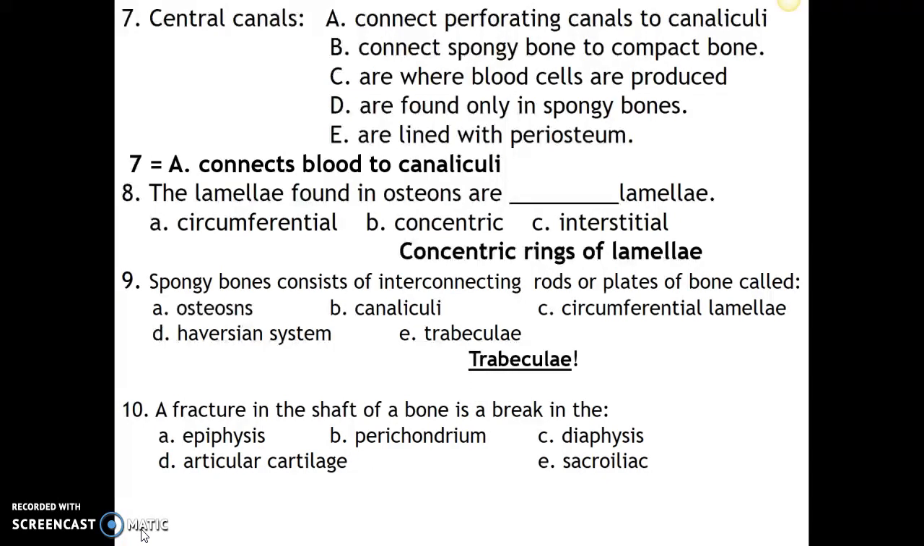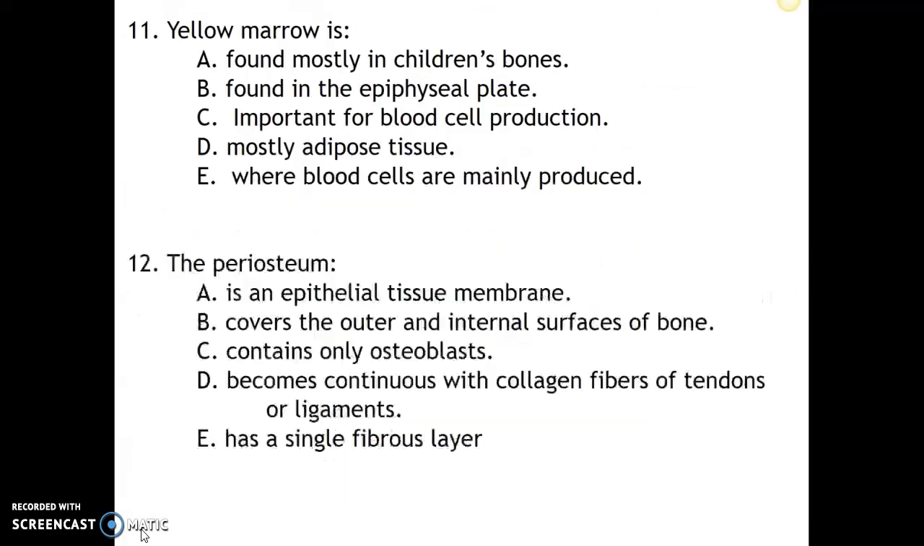Trabeculae. A fracture in the shaft of bone is a break in the, basically what's the name of the shaft of the bone? It's your diaphysis. And yellow marrow is mostly fat, adipose tissue. And the periosteum is that dense connective tissue surrounding the bone, which is continuous with tendons and ligaments to connect bone to muscle or bone to bone.